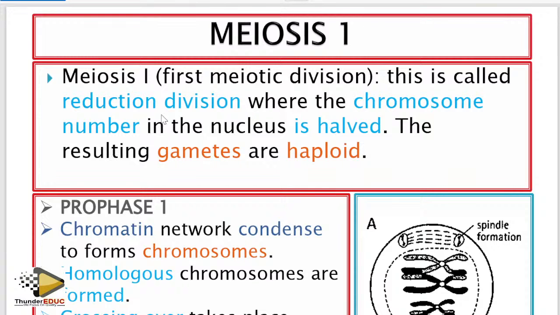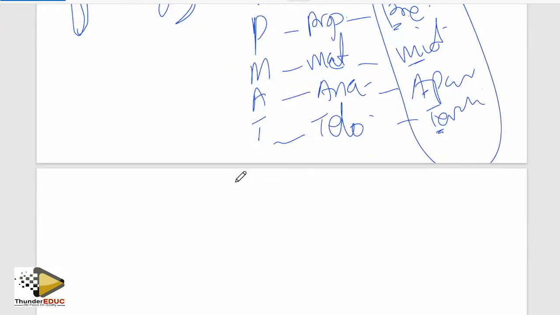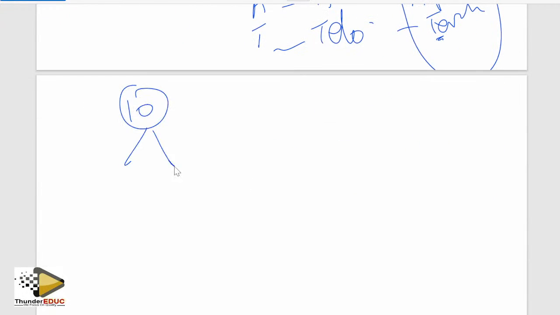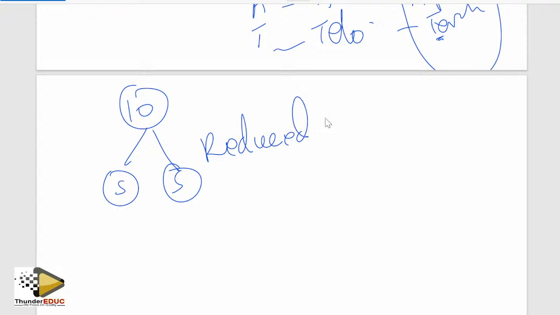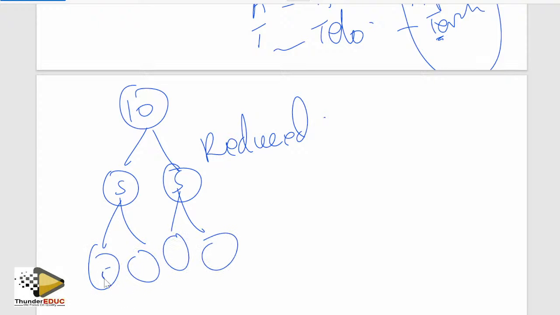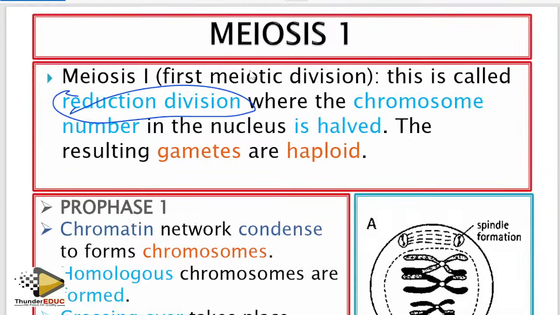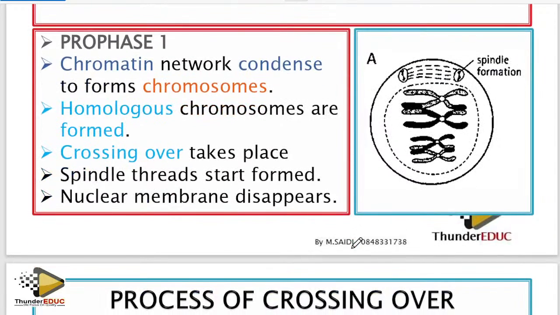So meiosis has what you call the first meiotic division. Sometimes we call it reduction division. Why do we call it reduction division? Because when I start with 10, I end up having two cells which have 5 and 5. So the number of chromosomes here are reduced. That's why you call it reduction division. While in meiosis 2, the number of chromosomes will remain 5, 5. I started with 5, I ended up with 5. So it's not reduction division. So the diploid cell becomes haploid.